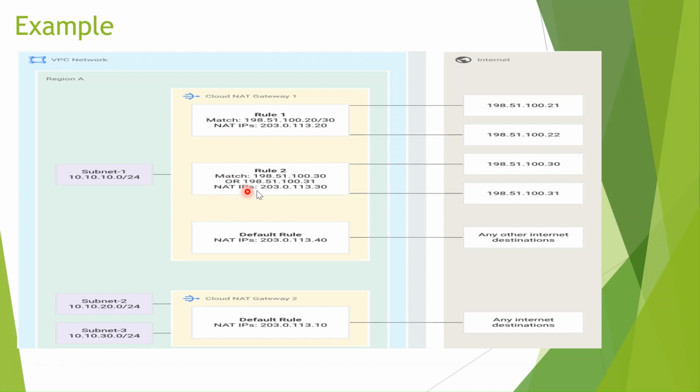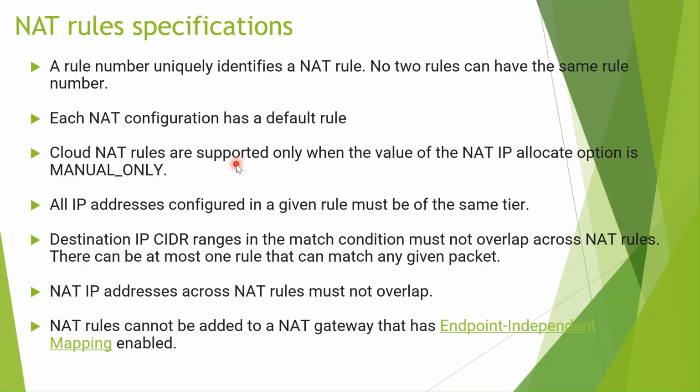As we know, a NAT IP can be attached to a single rule. You cannot attach this same IP to this rule also. That is also not possible. And NAT rules cannot be enabled if we have enabled endpoint independent mapping. So make sure, if you try to enable this, it will not work.